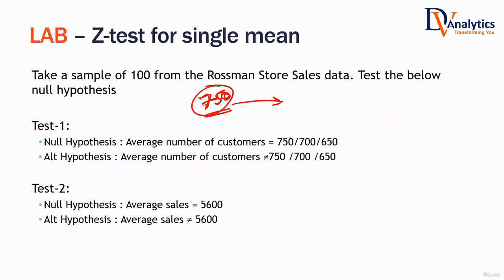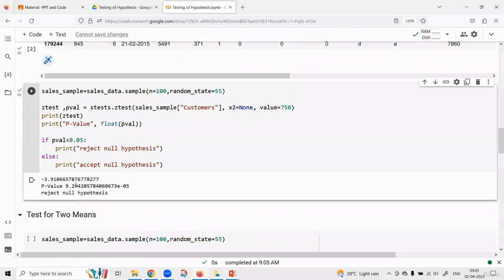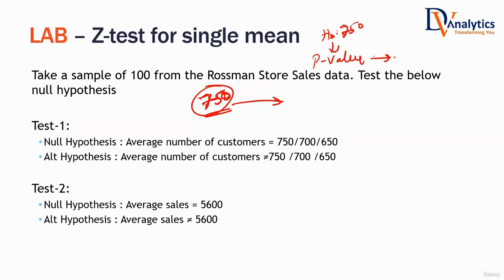If the null hypothesis H0 is 750 customers, what's the final decision made on? Usually you make the final decision based on the p value. What's the p value that you got? Is it less than 0.05 or more than 0.05? Here, the p value is 9.20 into e power minus 05. What does that mean? It means very far away.